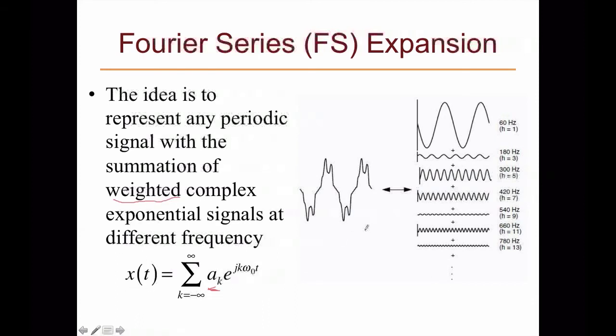For example, if the signal looks like this, it consists of a large amount of 60 Hz, h equal 1, k equal 1, and certain small amounts of h equal 3, the third harmonic, and a little bit higher amount at 300 Hz, h equal 5. So when you combine all these together, you will be able to reconstruct the original signal.